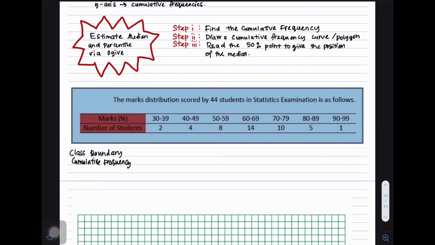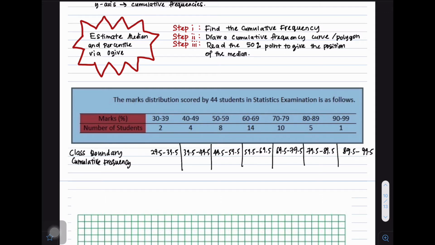So the class boundary for the first one, just now we already find it will be 29.5 to 39.5. This one will be 39.5 to 49.5. This one will be 49.5 to 59.5. This one will be 59.5 to 69.5. This one will be 69.5 to 79.5. Okay. This one will be 79.5 to 89.5, and the last one will be 89.5 to 99.5. So this one is the class boundary for each class.